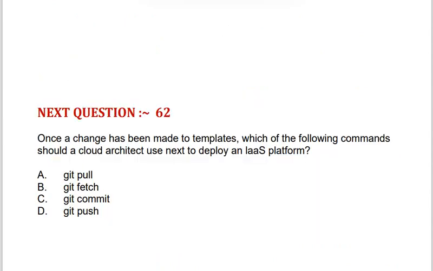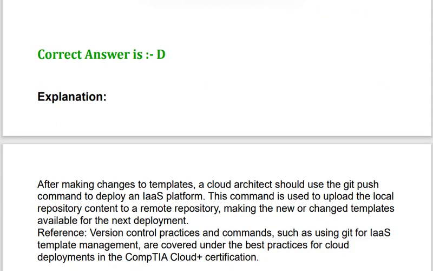Question is, once a change has been made to templates, which of the following commands should a cloud architect use next to deploy an IaaS platform? Option A. Git pull. Option B. Git fetch. Option C. Git commit. Option D. Git push. Correct answer is option D.